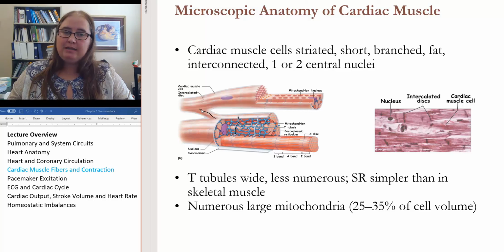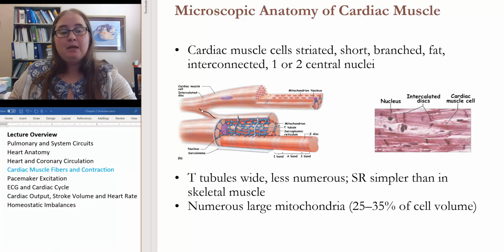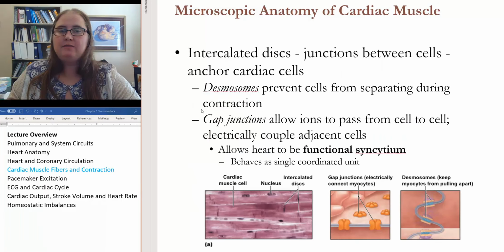So again, they have a very similar structure. We can see the I band and the A bands. We see the Z disc. We see the actin and myosin appearance. This is all the same. So again, there are two major differences: they branch and they have the presence of these intercalated discs.